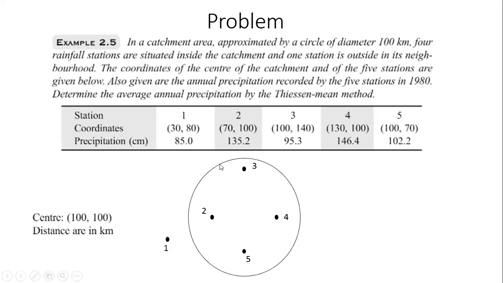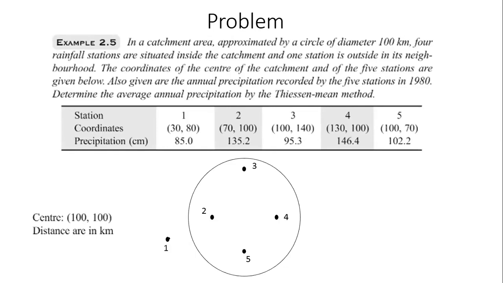And the center of the circle is 100, 100. So this location 100, 100 is the center of the circle. And the precipitations at locations 1, 2, 3, 4, 5 are also given over here. So the first task is to construct what is called the Thiessen polygon. Let me first start with that.